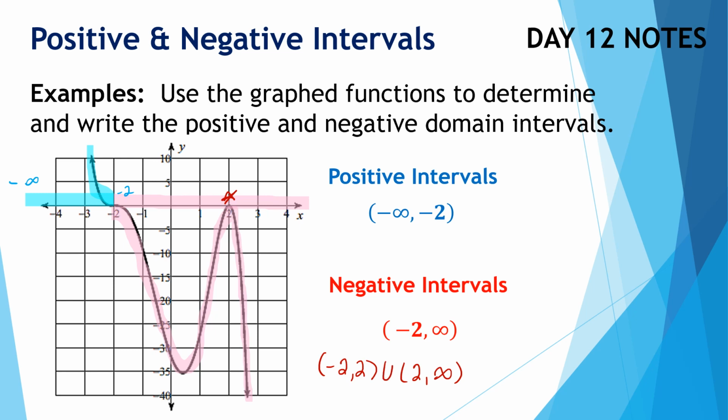Technically, what we're supposed to do is then put a bracket at 2 in there, but that gets a little confusing because 2 is the x-intercept. But again, we can use -2 to infinity. That shows you understand which part is underneath the x-axis.